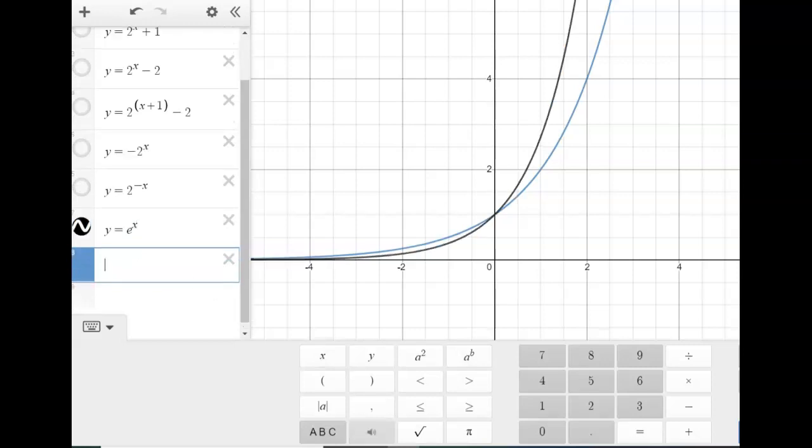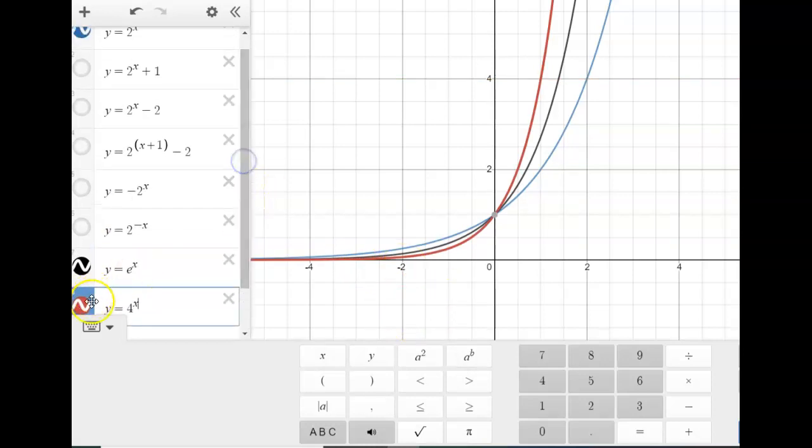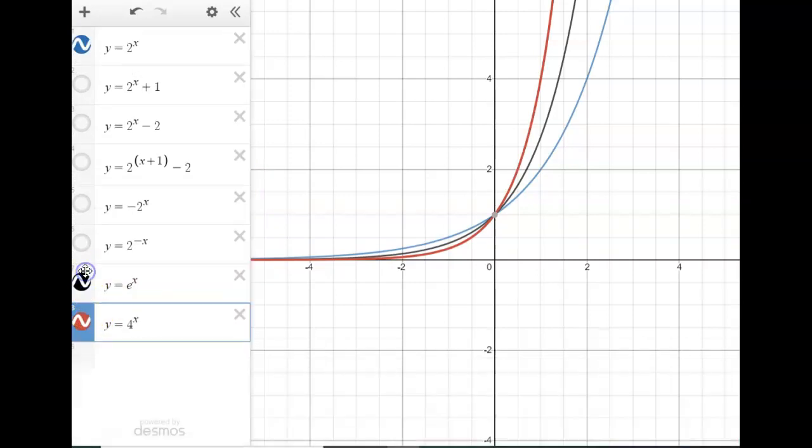I'm going to just graph one more, which was the 4 to the power x, just so you remember how they look. So you could see the smallest base in this case will be the 2. Let's start with the biggest. So the biggest base was 4 to the x. That's the graph in red. Then if I graph 2 to the x, it will be there.